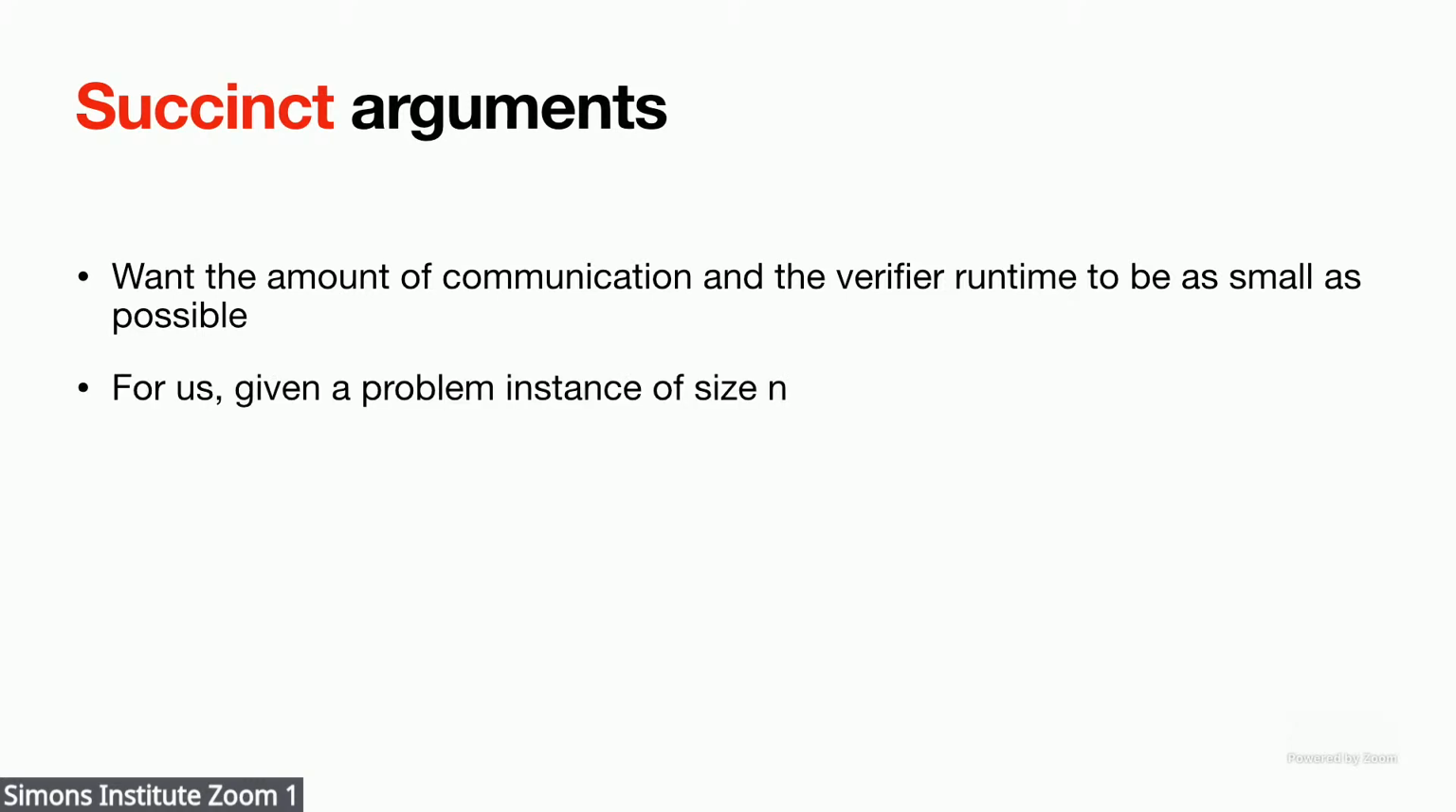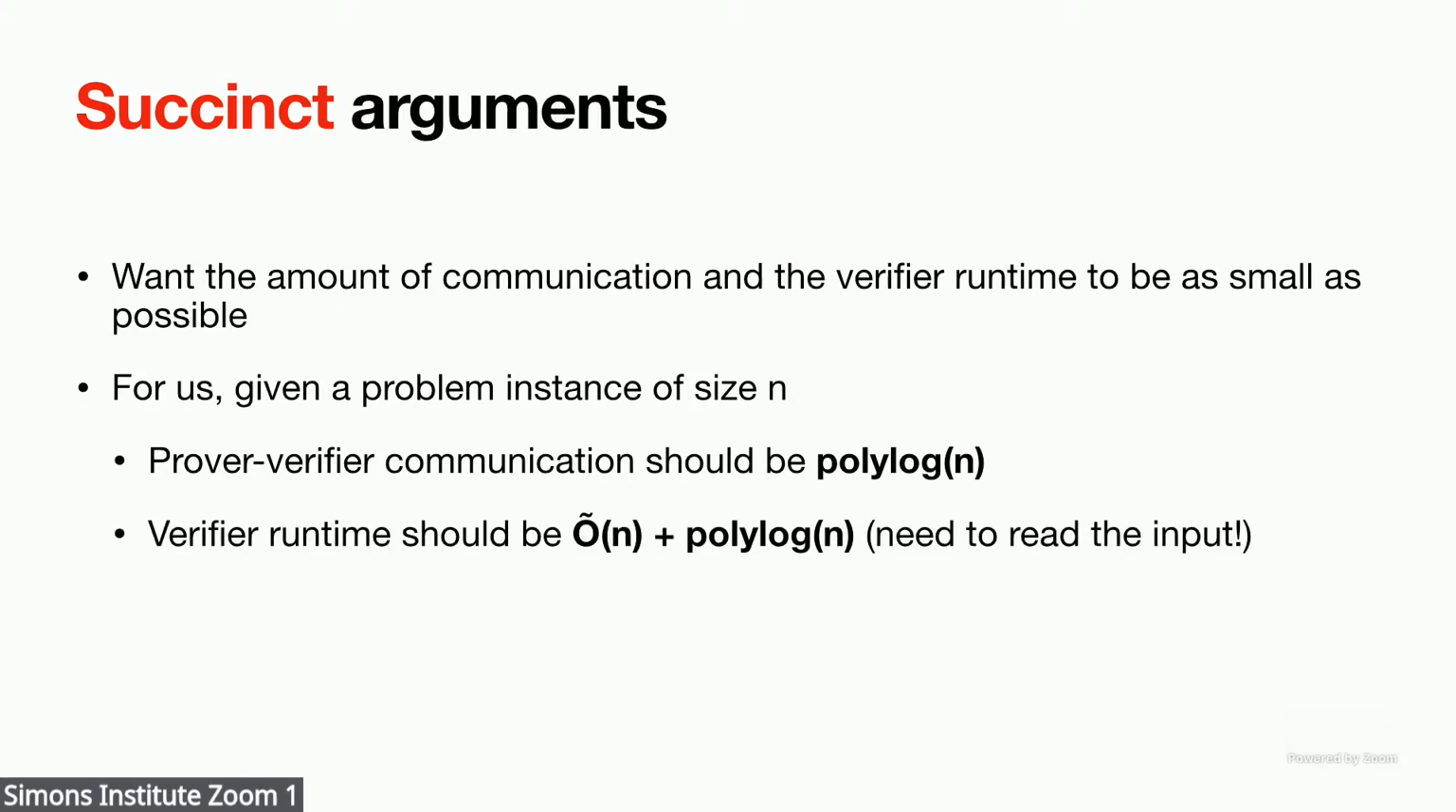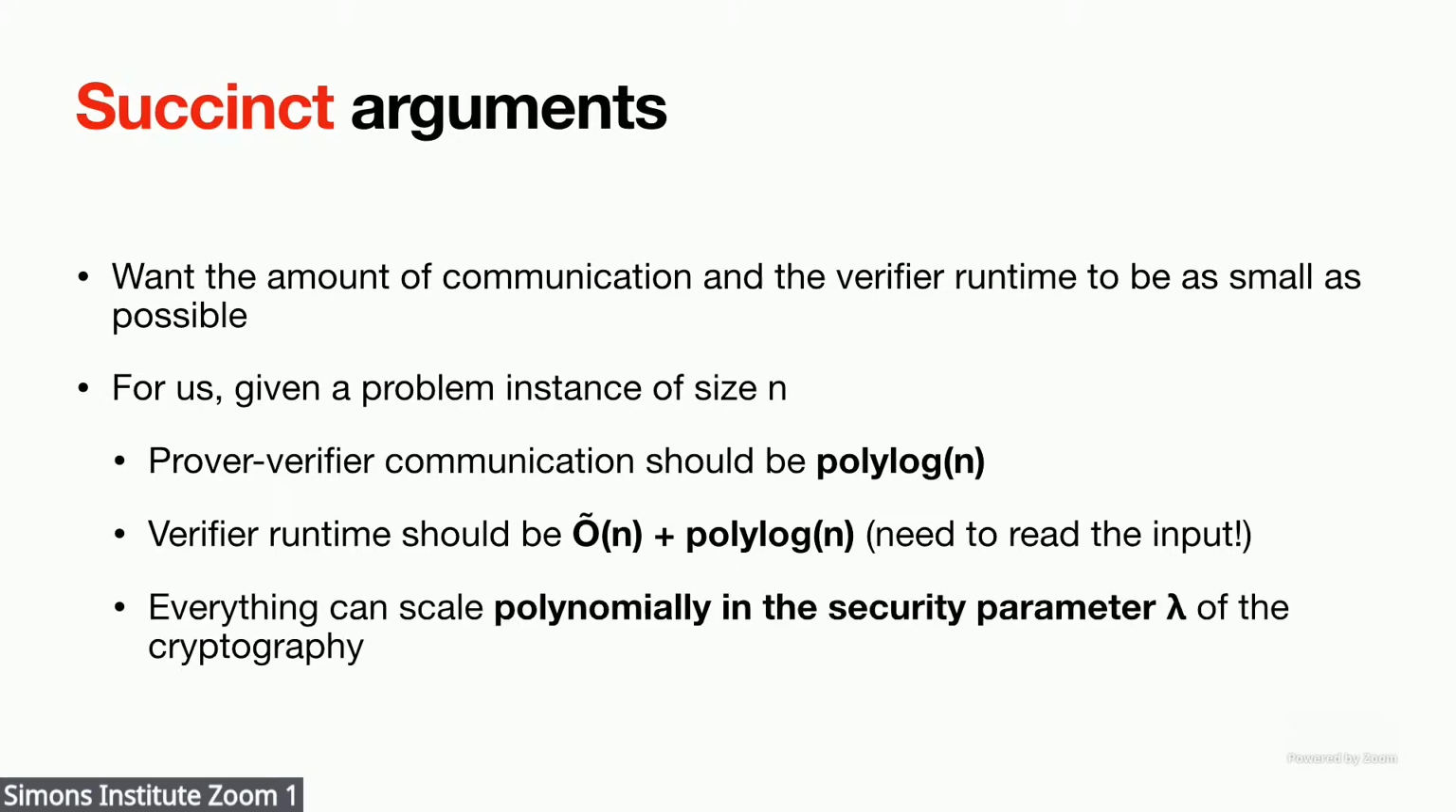And for us, what I'm going to define as the gold standard for succinctness is if I have a problem instance of size n, then I want the communication between the prover and the verifier to scale polylogarithmically in n. And I also want the verifier's runtime to be polylog in n plus a term that's linear in n, which is necessary just for the verifier to read the input, to read the instance that it's checking.